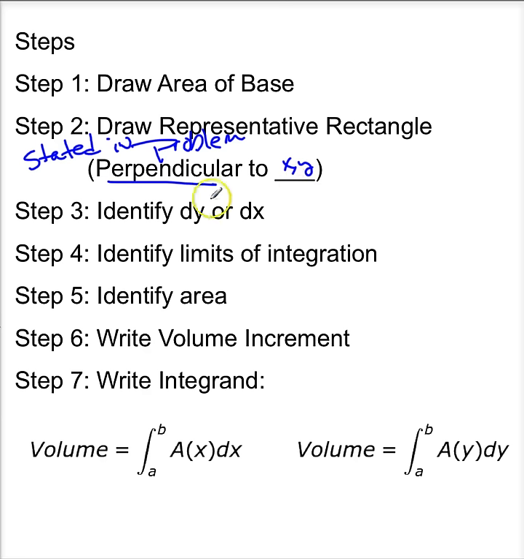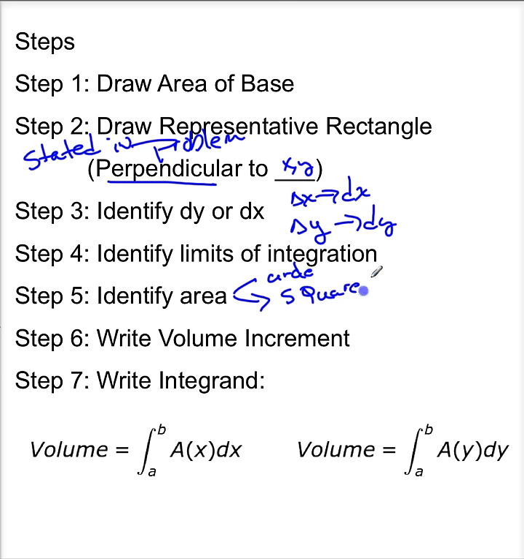You have to see the perpendicular to in the problem. Now identify dx or dy. Of course, delta x goes to dx, and delta y goes to dy. Identify your limits of integration based on whether you're dealing with x or y. And then identify your area. Is it a circle? Is it a semicircle? Is it a rectangle? Is it a square? Is it a triangle?